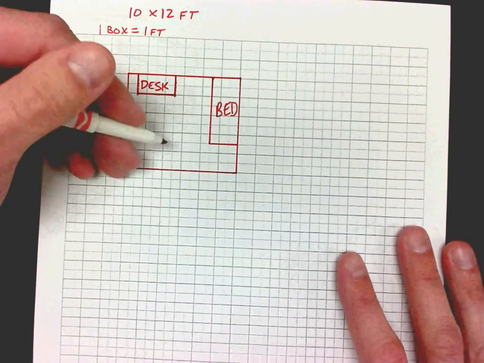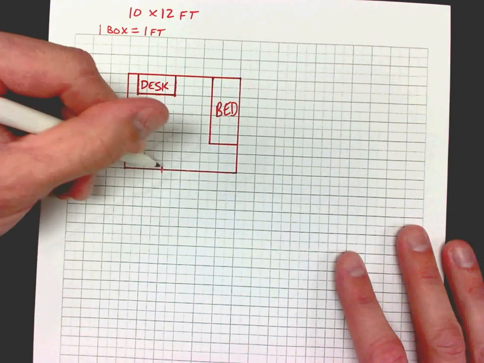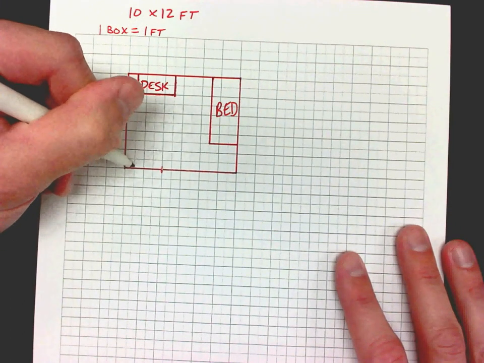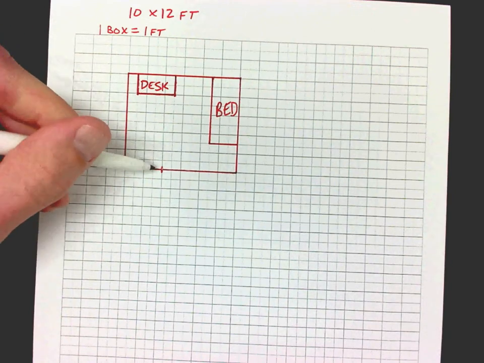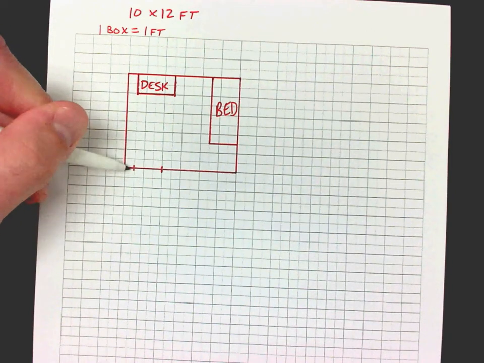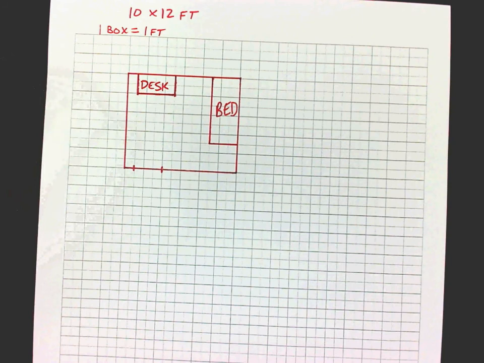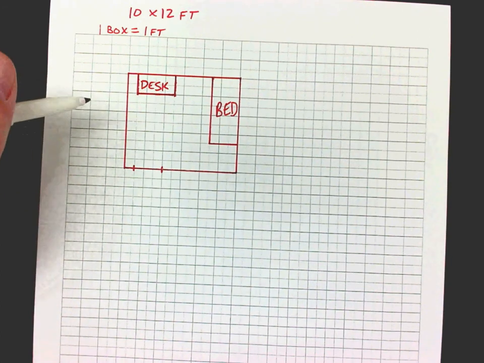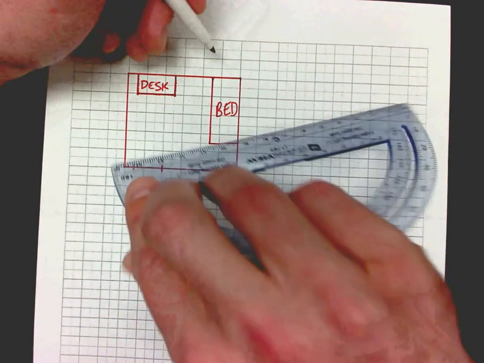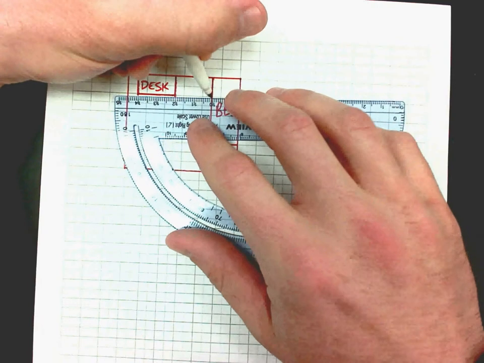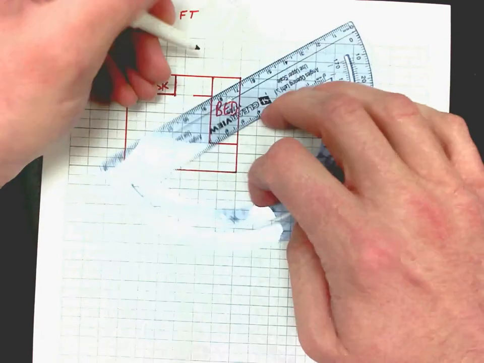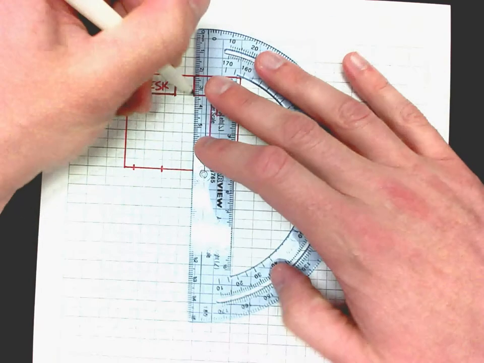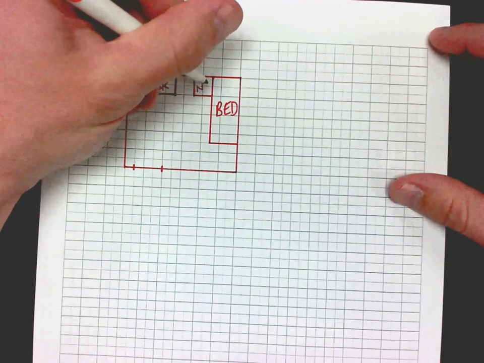So maybe do a couple little hash marks here. A door is probably closer to 30 inches. I'm going to make it 3 feet, just to make it nice and easy. There's going to be our entry point as we come in. Maybe you want a little nightstand. I'll do that like 2 feet by 2 feet, right up against the bed. There we go. I'll label that nightstand.